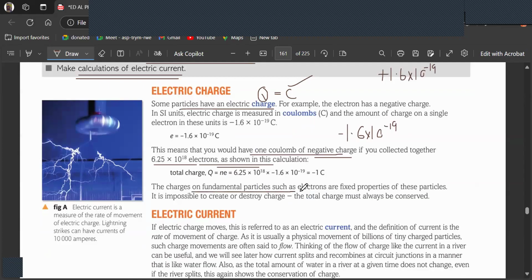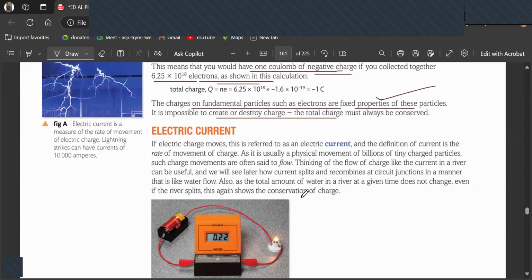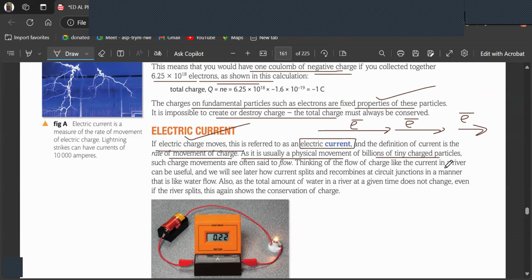Now, the charge on fundamental particles such as electrons are fixed properties of these particles, and you cannot destroy this charge. It's always remaining conserved. And if this electric charge starts to move, we call it the flow of electrons, that the electrons have now started to flow. And this flow of electrons is known as electric current. The definition of current is the rate of movement of charge and is usually a physical movement of billions of tiny charged particles. Such charge movements are often said to flow, and thinking of the flow of charge like the current in a river can be useful as well.